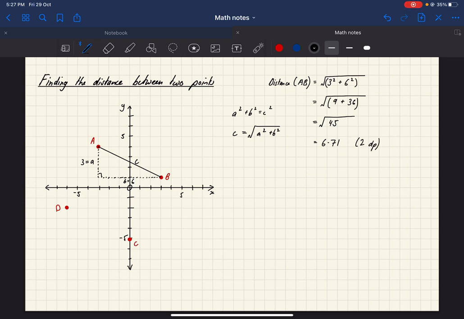Now that might look really complicated to begin with, but if you practice it a few times, then it'll get easier. So now that we've done the distance between those two, let's try the next two. So I'll erase this so it's not as confusing.